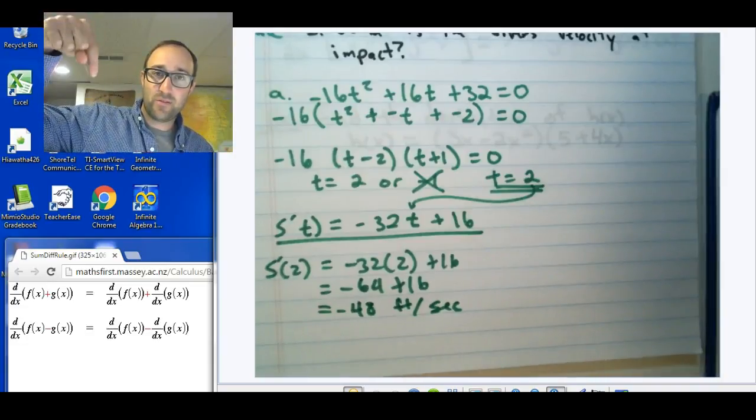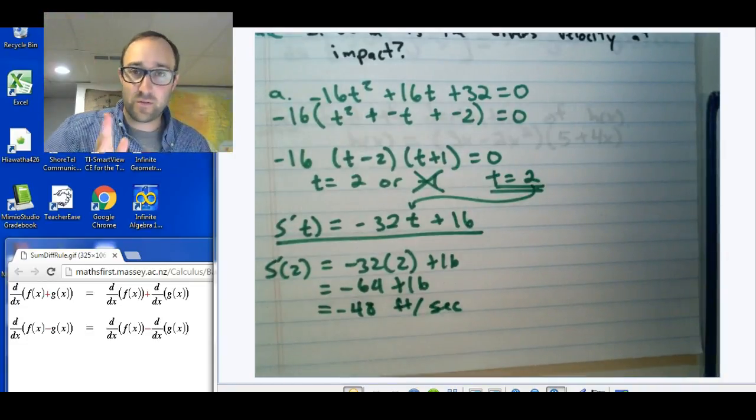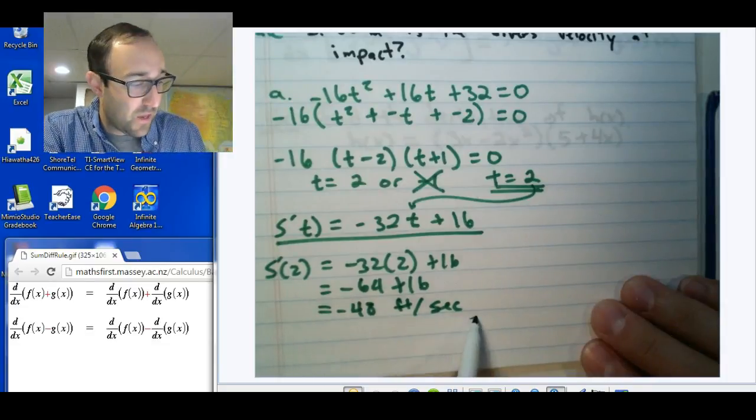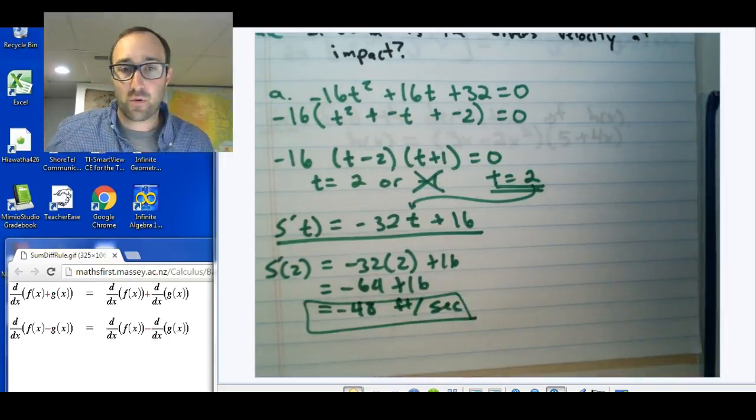The diver falls down, so the velocity is going down, not up. That'd be kind of weird if the diver was going up to the water. If we had pools on the ceiling, that'd be strange. So that is their speed in feet per second. There you go. Thank you very much. Have a good one.